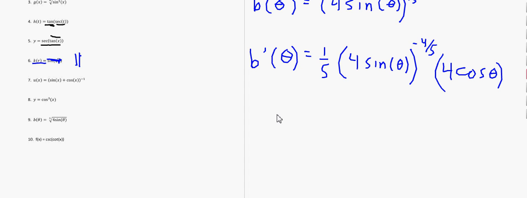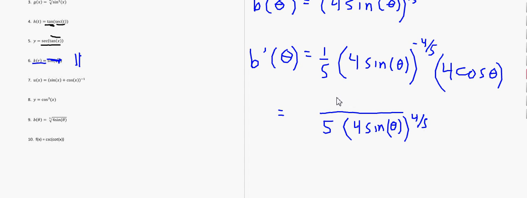which is cosine of theta. So really you can think of b prime of theta as this negative exponent is going to put it on the bottom. That 1/5 already has a 5 on the bottom, so we're going to have 4 sine of theta to the positive 4/5 on the bottom, and 4 cosine of theta is going to be like that. Okay? If you really don't like doing it like that, I mean, well, too bad, really.